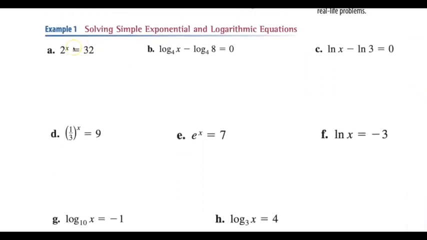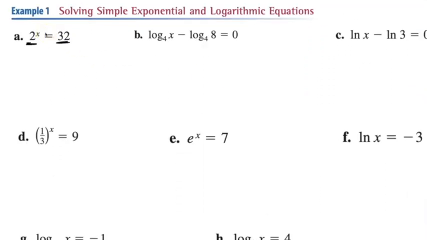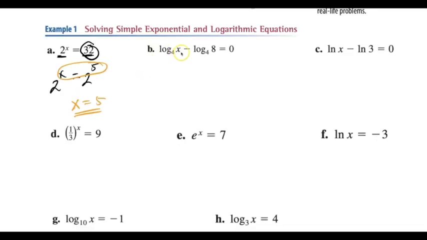Like here, the easiest way to solve this is if you could write these with the same base. It's like 32 is 2 to the 5th. If I write that as 2 to the 5th, this is 2 to the x, and then we're done. x equals 5. The next one here, I have log base 4 of x minus log base 4 of 8.